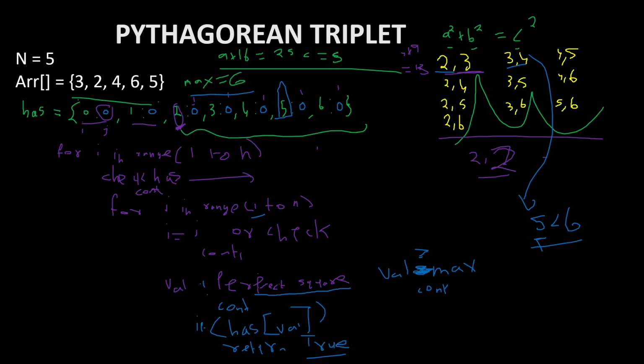That means we found the values 3, 4 and 5. So these three are the triplet in this case. So we found a triplet now. If we found the triplet, we are returning here. So this is the logic behind the question. Now let's go to the coding part and it will be more clear what is happening.